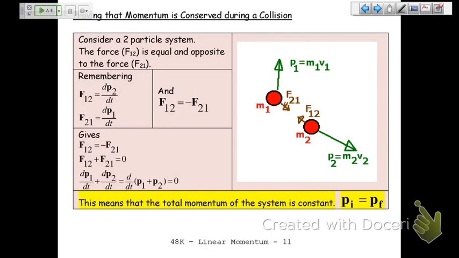So this means that the total momentum of a system is constant. P initial equals P final. That's the take home. You can always rely on your mom to be the same. She doesn't change. Neither does momentum. So momentum is constant. Now, not for a given particle. If I'm in a collision, my momentum is going to change a lot. But for the system, for the two particles, the overall momentum, the sum of the momentums, doesn't change. That's always true. That's always true for every collision.